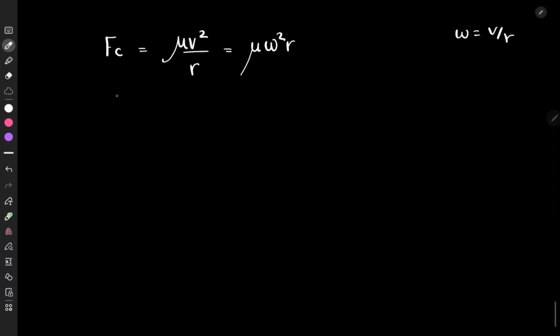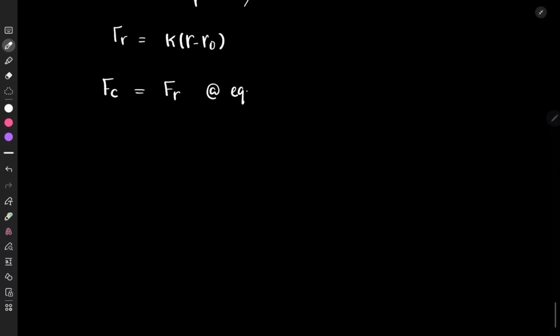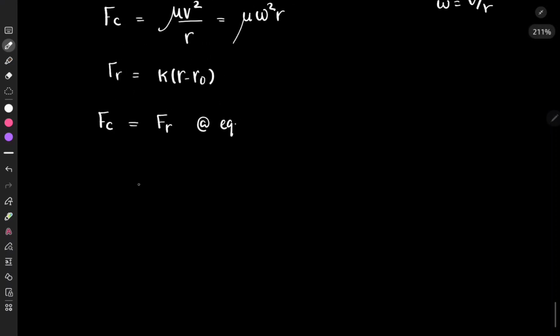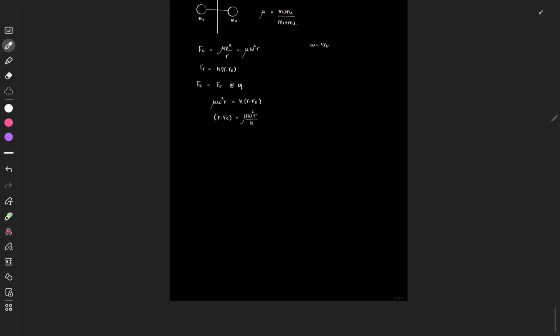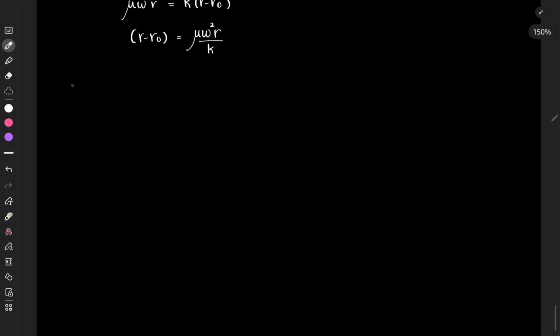The restoring force F of r is equal to k into r minus r naught, where k is the force constant. Fc is equal to Fr at equilibrium, and so we can rearrange and write nu omega square r is equal to k into r minus r naught. So r minus r naught is equal to nu omega square r by k. Now what we're going to do is find the total energy.